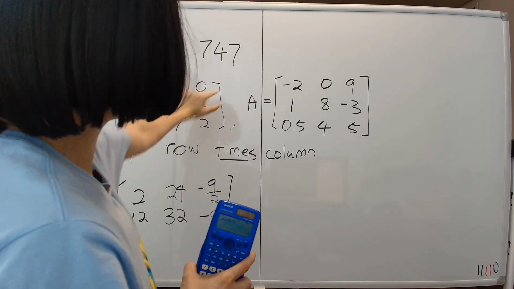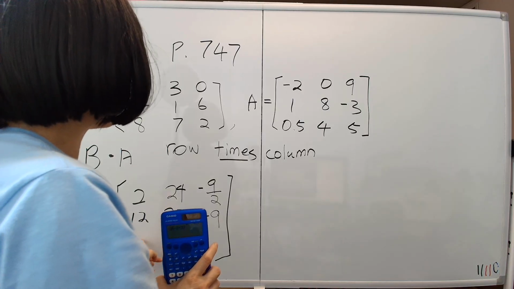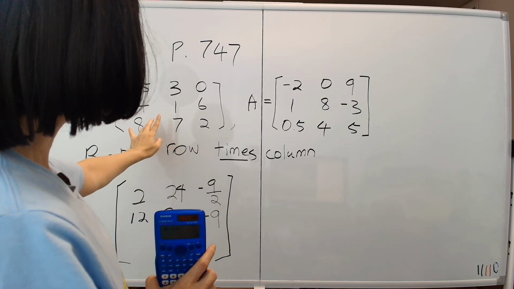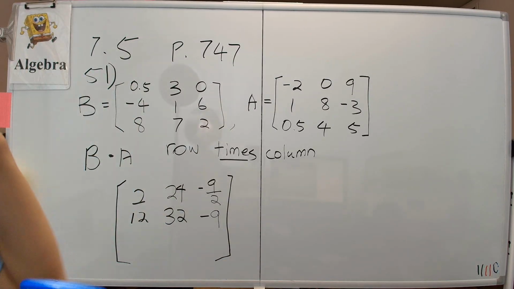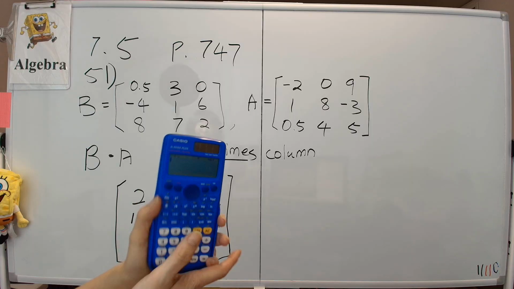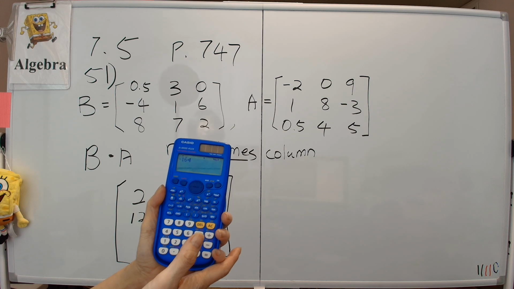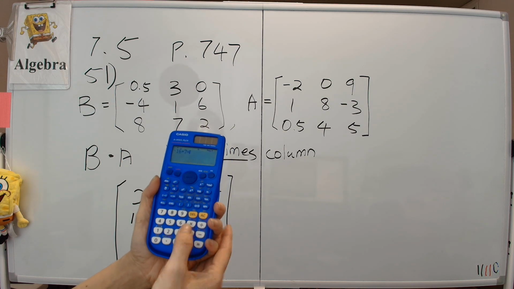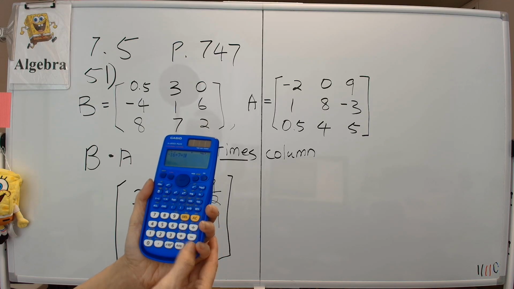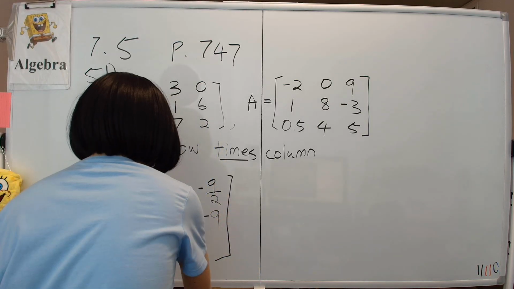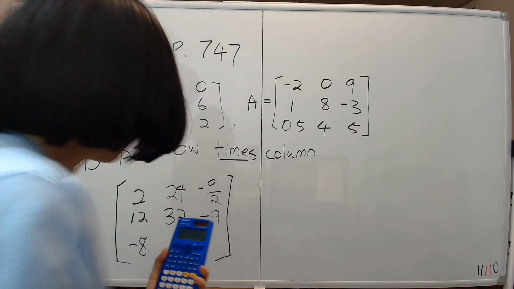So the third row will be multiplied by first column, and then the result will be in row 3, column 1 of the answer. So row 3 multiplied by column 1 ends up being in row 3, column 1. It follows the pattern, so that makes it easy to remember. So 8 times minus 2, that's negative 16. And then 7 times 1, that's 7. And 2 times 0.5, that is 1. Okay, that gives us negative 8. Okay, minus 8.